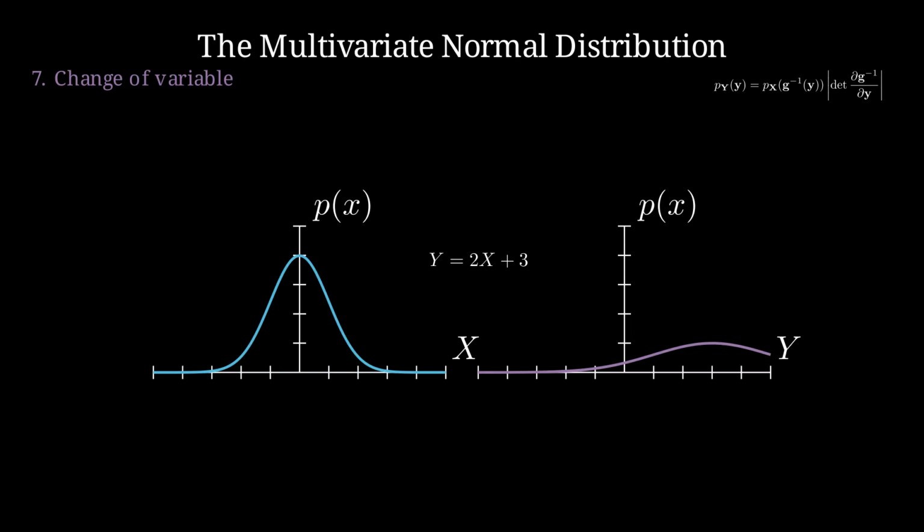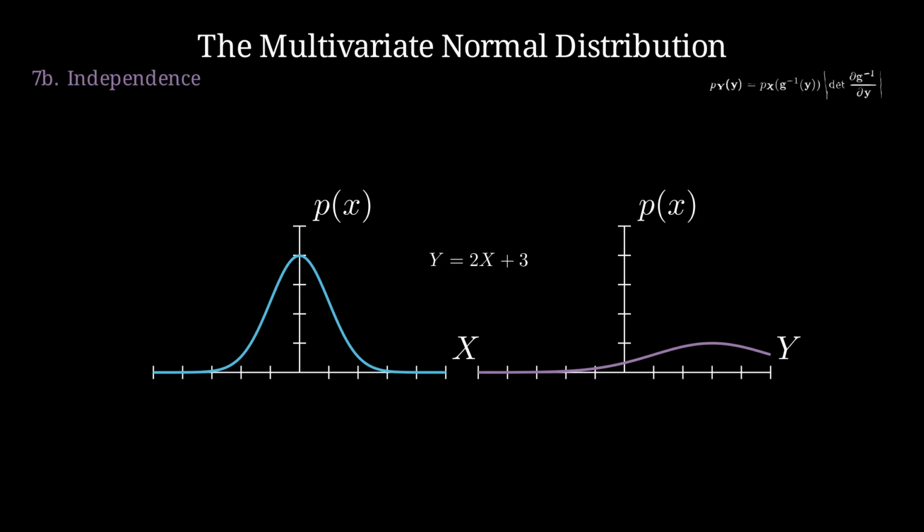In multiple dimensions, the Jacobian determinant generalizes the scalar derivative. If y equals g of x with a 1-to-1 differentiable map, then p_y of y equals p_x of g inverse y divided by the absolute determinant of the Jacobian. For a linear map y equals Ax, the Jacobian is A itself, and we recover the sigma y equals A sigma x A transpose rule from section 3. Nonlinear maps such as polar coordinates use the same formula with a position-dependent Jacobian.